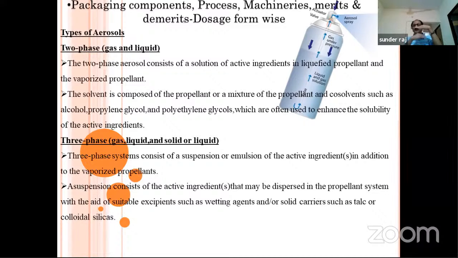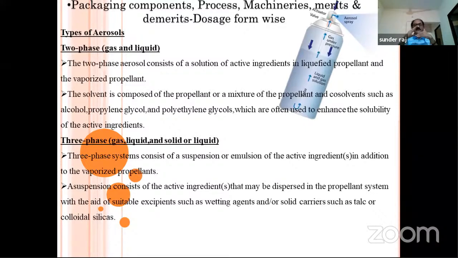One is the propellant phase and one is the main solution phase, which contains the medicament. The propellants are nothing but carriers, which carry the medicaments. The solvent is composed of the propellant, a mixture of the propellants and co-solvents such as alcohol and propylene glycol, which are often used to enhance the solubility of the active ingredients.